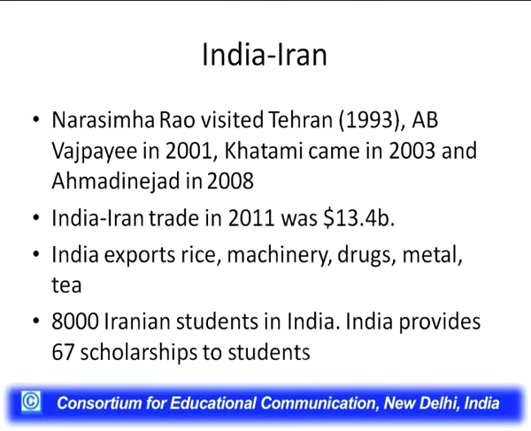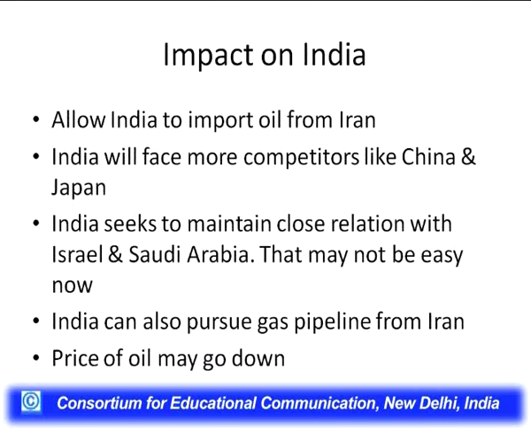to access Europe. Narasimha Rao visited Tehran in 1993, then Vajpayee also visited in 2001, Khatami, the president of Iran, came in 2003, and Ahmadinejad also came in 2008. India-Iran trade in 2011 was nearly $13.4 billion. India exports rice, machinery, drugs, metals, tea, etc. to Iran, and the major import for India, as you know, is oil and petrochemical products from Iran. There are nearly 8,000 Iranian students in India in various universities, primarily Bangalore and Pune, but also in Delhi. And India provides 67 scholarships to students from Iran.